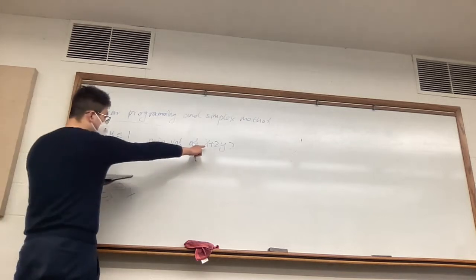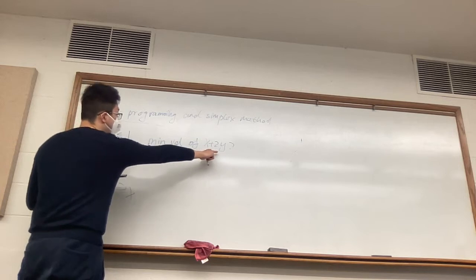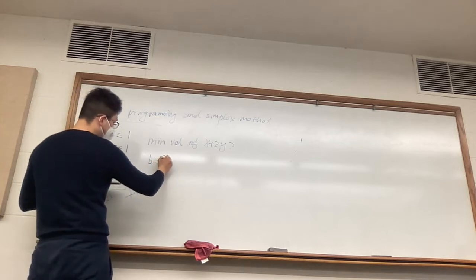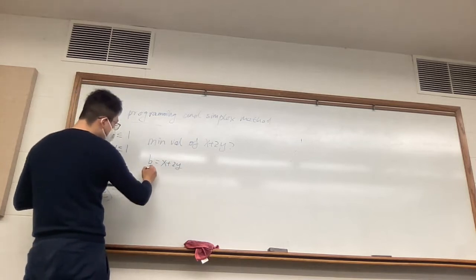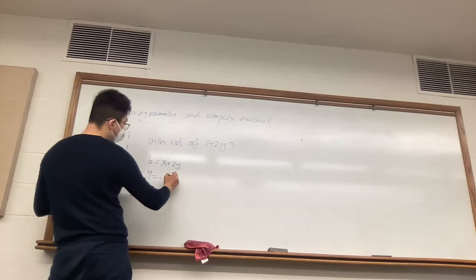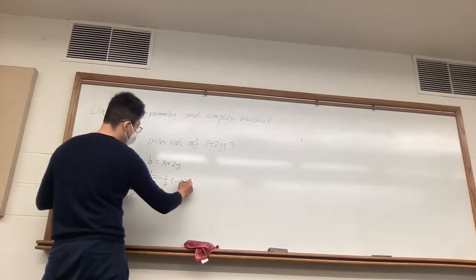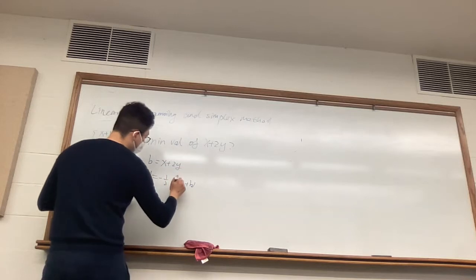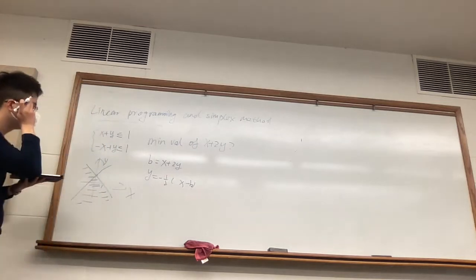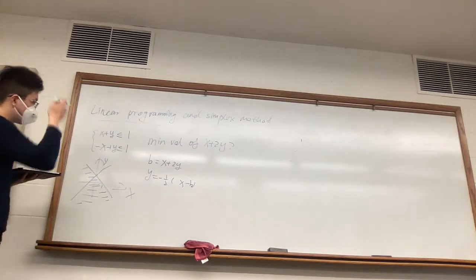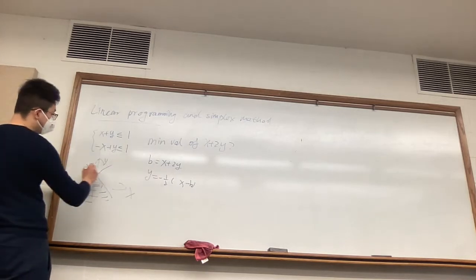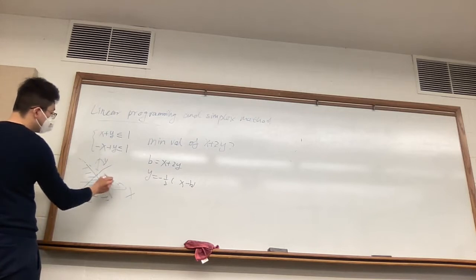And we want to know the minimum value of x plus 2y. So this is equivalent to letting b equal x plus 2y. That's to say y is negative 1/2 times x plus b. Am I correct? Yeah, I think I'm correct. Okay, so that's to say you plot some line that has slope negative 1/2, and you want to minimize it.